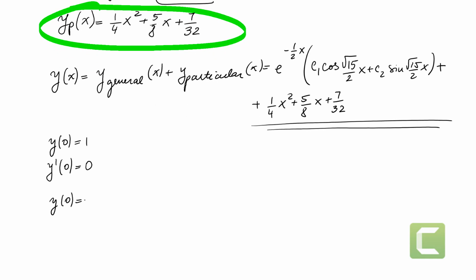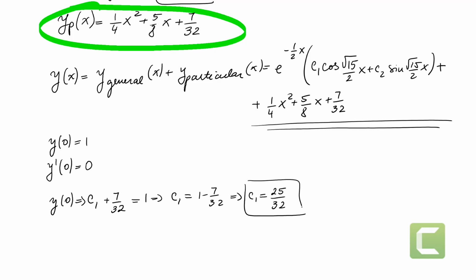If we have y of 0, if we replace here, we are going to get c1 plus 7/32, and that was given to equal 1. So basically we found out that c1 equals 1 minus 7/32. So c1 equals 32 minus 7 over 32, which is 25/32. We found the first constant.